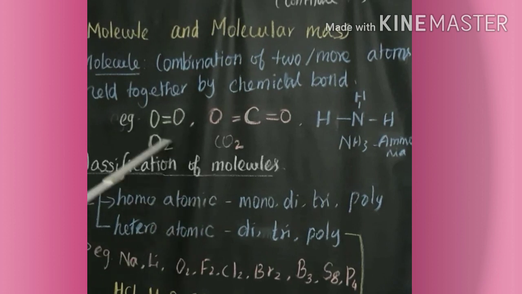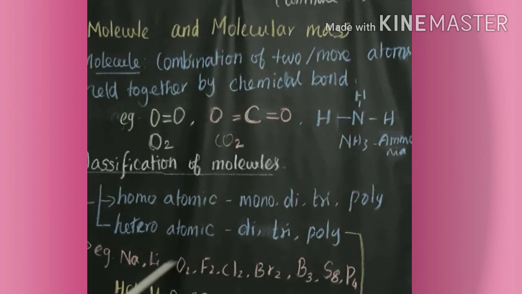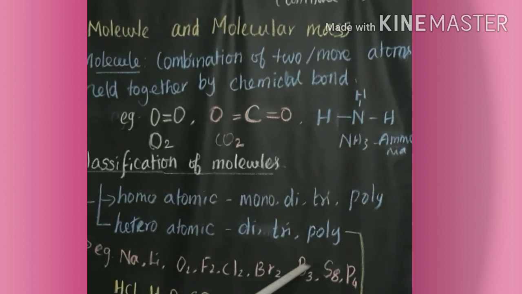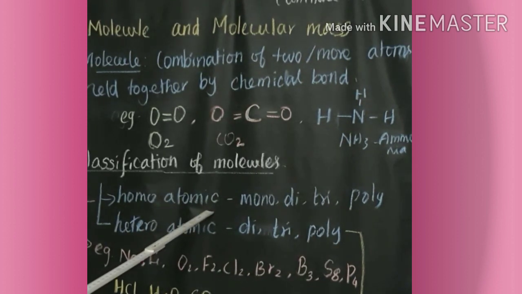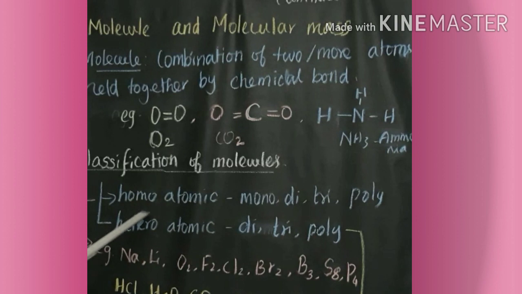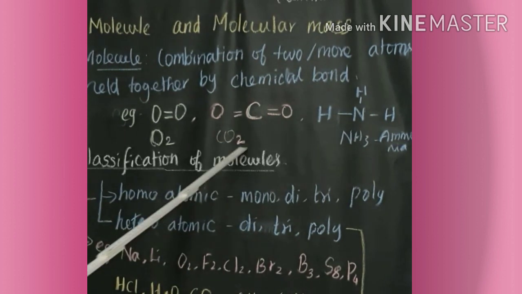What are homoatomic molecules? Again take the example of oxygen, or let us see the examples given at the bottom. See this line: sodium, lithium, oxygen, fluorine, chlorine, bromine, boron, sulfur and phosphorus. All these come under homoatomic molecules. I think you are clear about the term homo. Homo means the same type of atoms. Molecules with the same type of atoms are called homoatomic molecules.